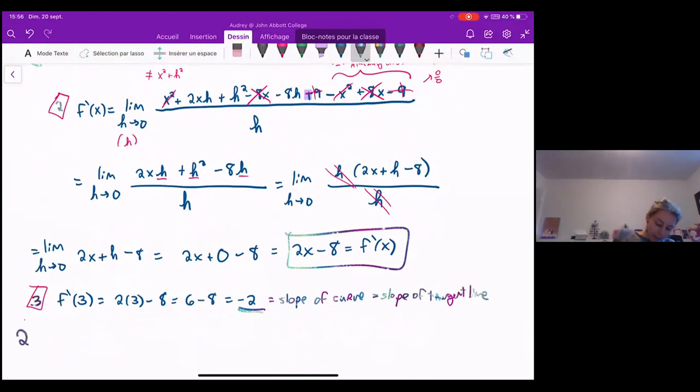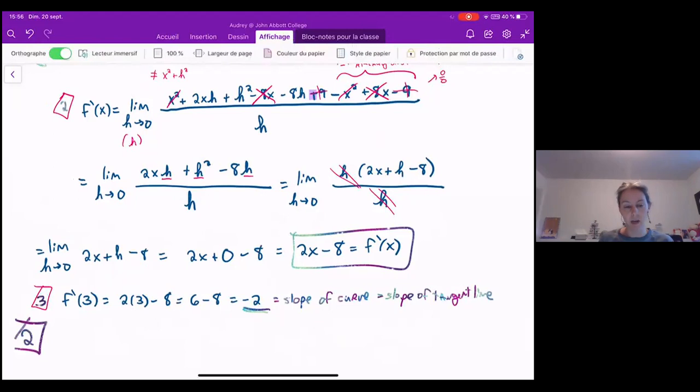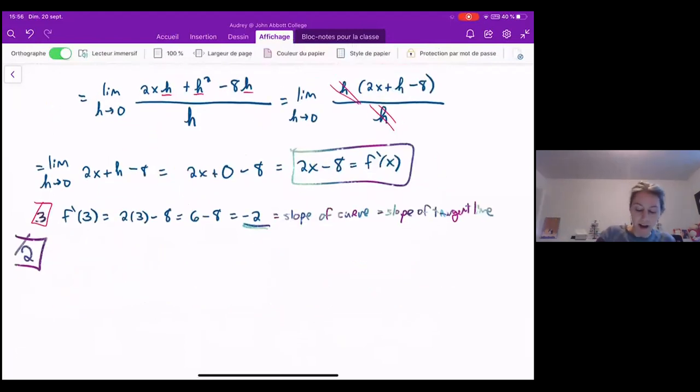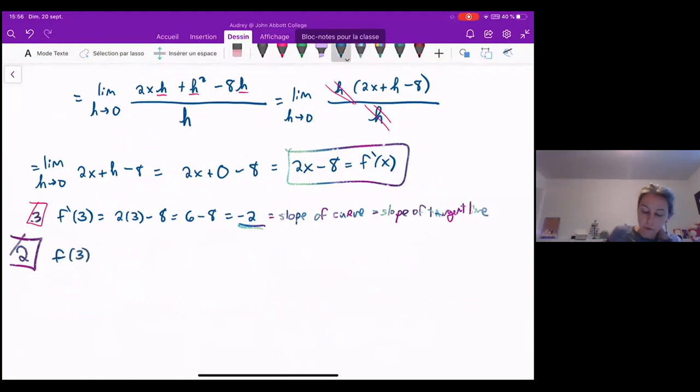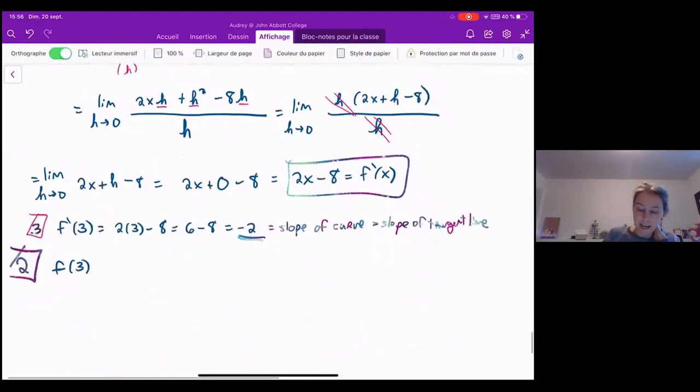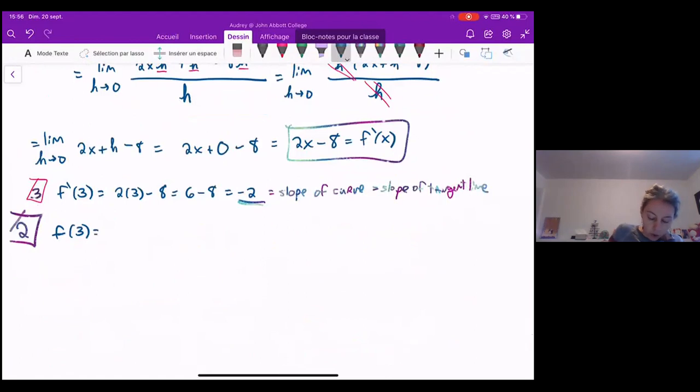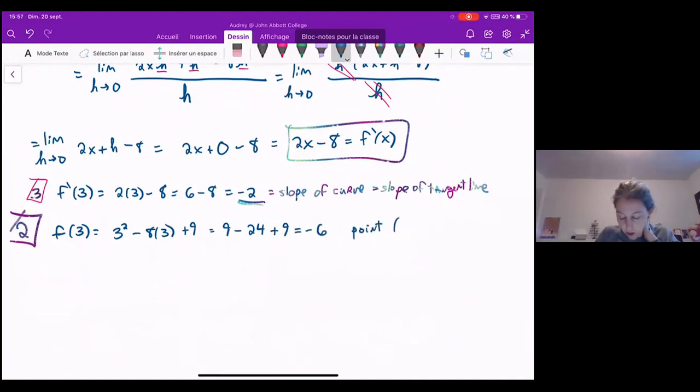And that brings me to my next big step. Those were our 3 small steps inside of step 1, and now the next step is to find the y value. And we know that the y value comes not from the derivative, which gives us slope, but from the function itself. So now I'm doing f of my x value of 3. My function was x squared minus 8x plus 9. So this is 3 squared minus 8 times 3 plus 9, which gives me 9 minus 24 plus 9, which gives me negative 6. So that means the point that I have here is 3, negative 6.